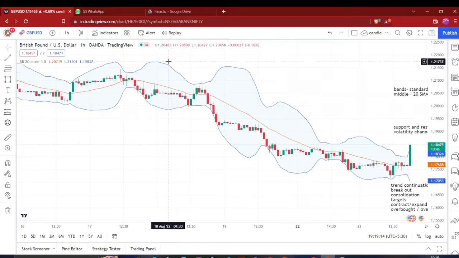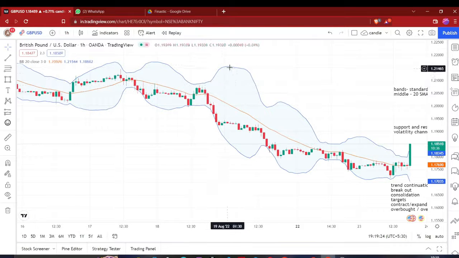Whenever the bands are coming together, this is what we call contraction. What it implies is the volatility is decreasing. And whenever the bands expand or move away from each other, this means that the volatility is increasing.